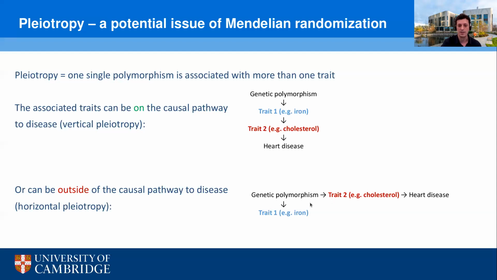In this case, we have the same genetic polymorphism as before associated with iron and cholesterol, but the pathway that leads to heart disease does not go via iron. So if we look only at the association, we may incorrectly conclude that because the genetic polymorphism increases iron, cholesterol, and heart disease, iron may cause heart disease. But this is not the case because, as you can see, the process goes through different pathways.